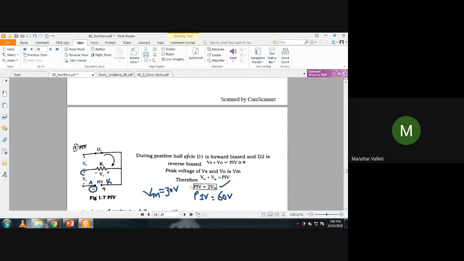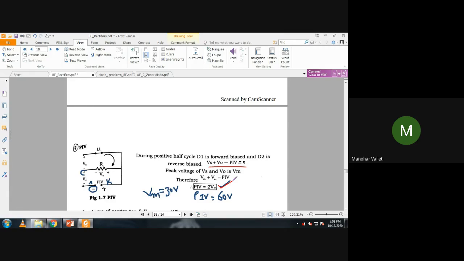And please observe the peak inverse voltage. Looking at Vs during the positive half cycle, you will find the peak inverse voltage at the reverse biased diode, that is D2. You will always find peak inverse voltage at the reverse biased diode. During the positive half cycle, this is the equivalent circuit. Here is the anode and cathode. So you will find the peak inverse voltage at cathode plus, anode plus. With the help of this equation, you get peak inverse voltage equal to 2 Vm.